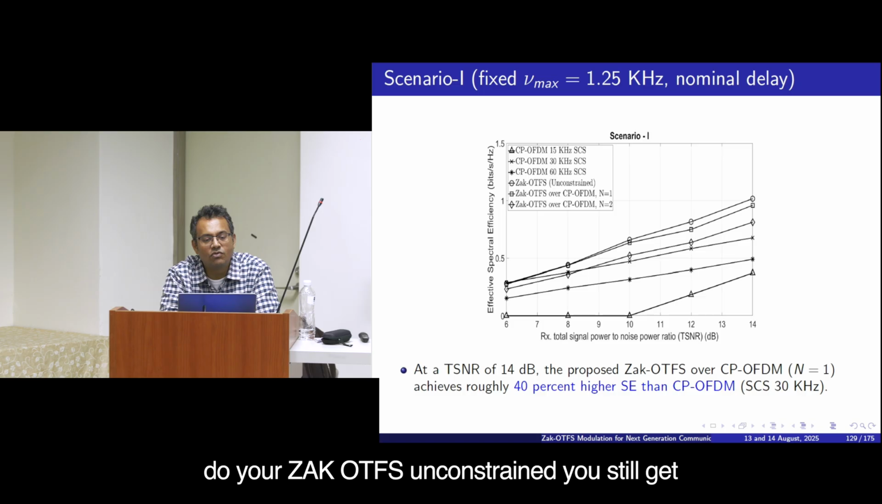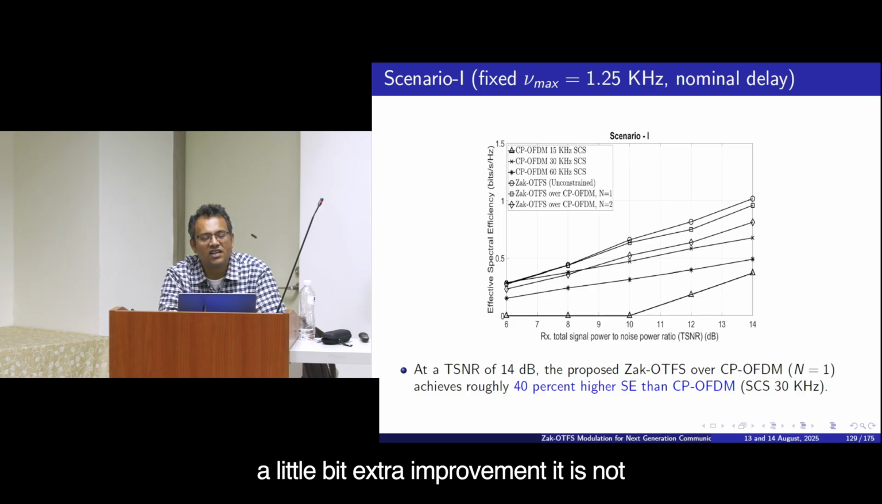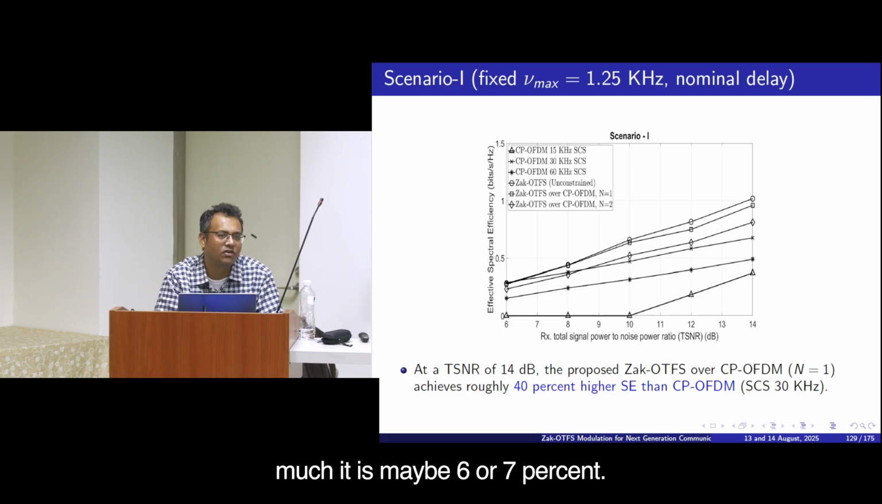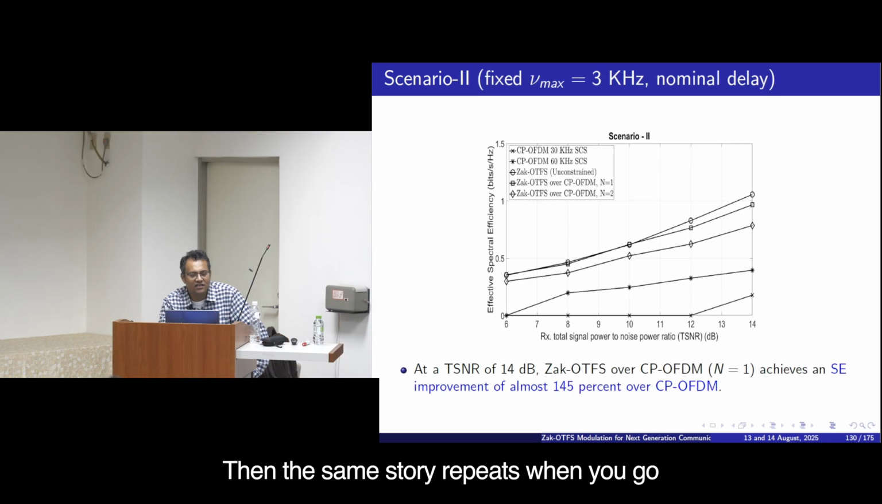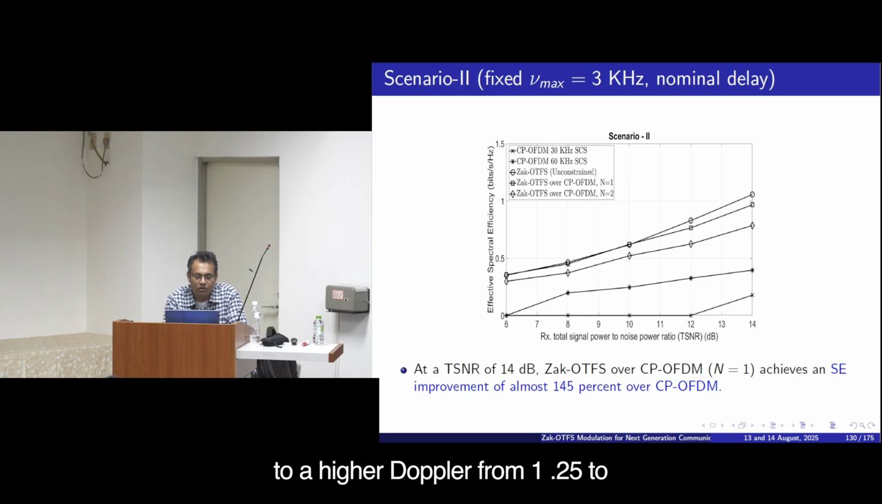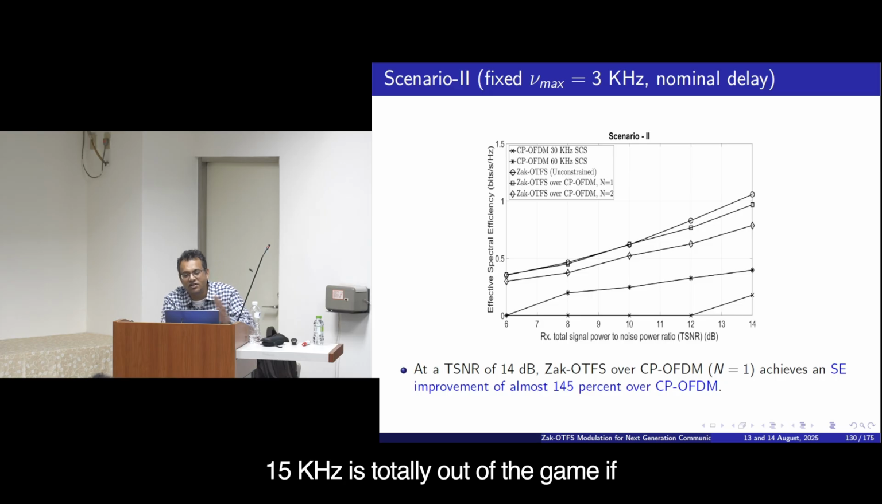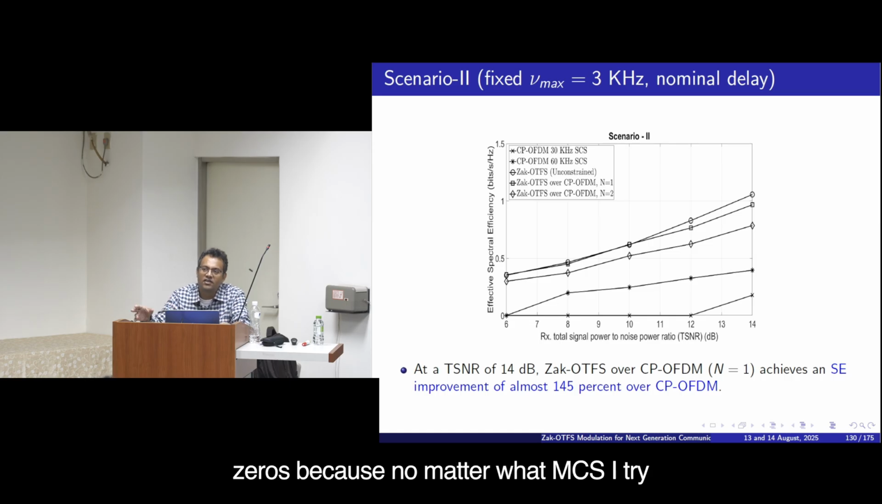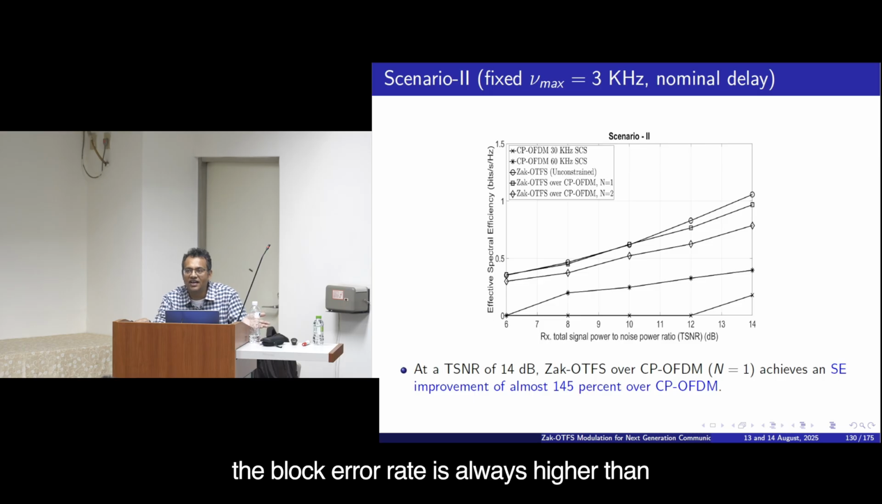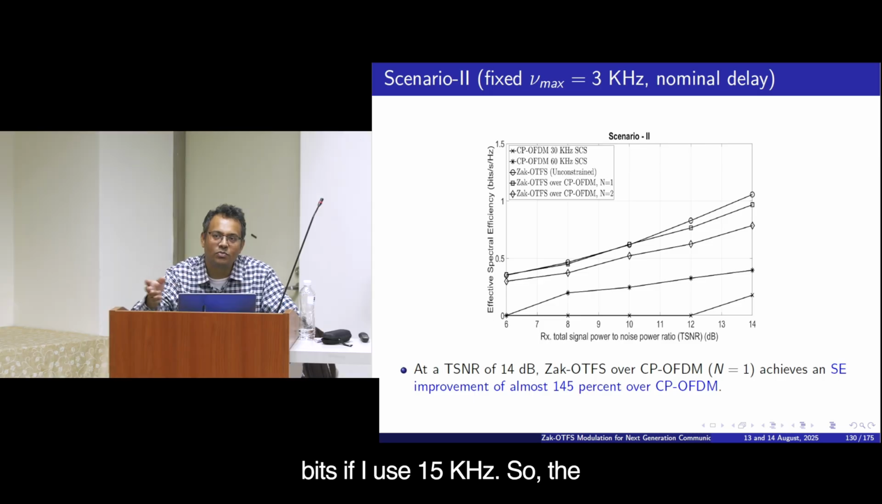Still you get this 40% improvement, which is a lot. If you do your ZAK OTFS unconstrained, you still get a little bit extra improvement. It's not much, maybe 6 or 7%. Then the same story repeats when you go to a higher Doppler, from 1.25 to 3. Now of course what happens is 15 kilohertz is totally out of the game. If I were to plot it, it would all show zeros because no matter what MCS I try, the block error rate is always higher than 0.1. I am not able to push bits if I use 15 kilohertz.